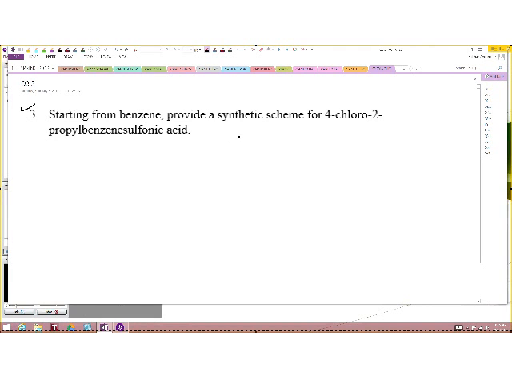Okay, thank you. So now they want us to start from benzene and make this molecule here, benzene sulfonic acid. That is benzene sulfonic acid. Then you have 4-chloro and 2-propyl. Once again we have to design some kind of synthetic strategy to do that. So how do you do that? Let us start with benzene.